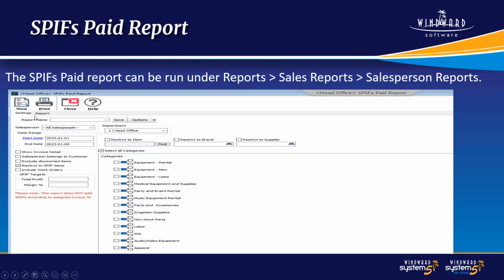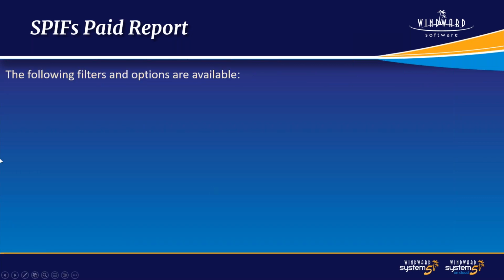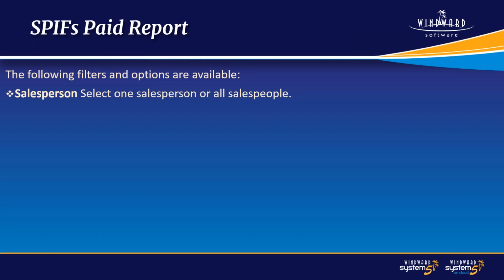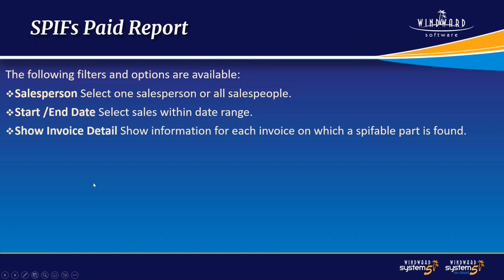As you can see on this report, there are different options. The filters and options that are available are as follows. Salesperson: you have the option to either select one salesperson or all the salespersons. The start and end date: you will select the sales within a date range, so you specify the start and then the end date. And show invoice detail: if this is checked, it will show the information for each invoice on which a spiffable part is found.